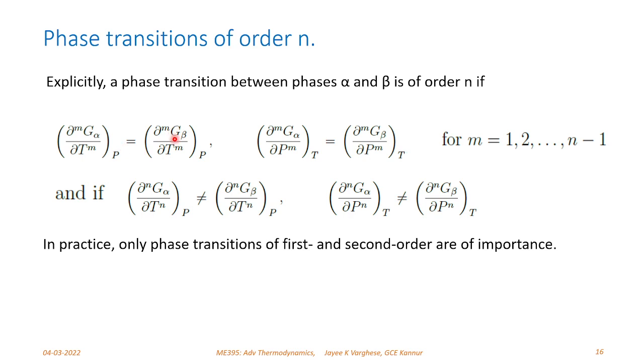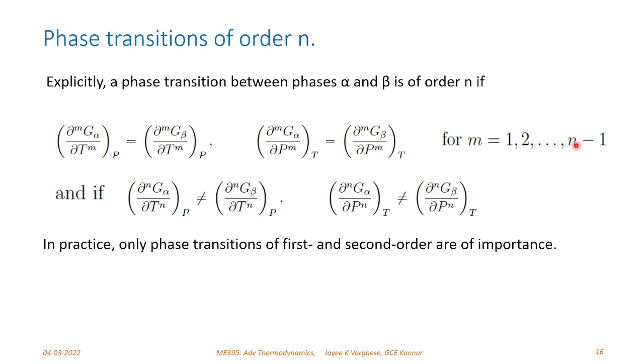Similarly, we can also write the mth derivative of G_alpha with respect to pressure to the power of m at a constant temperature is the same as the mth derivative of G_beta with respect to pressure to the power of m at a constant temperature. Say m can be 1, 2, 3, it can go like that. So the order of this phase transition is defined in such a way that up to a particular value of n minus 1, this will be continuous. That is, the equality sign holds good.